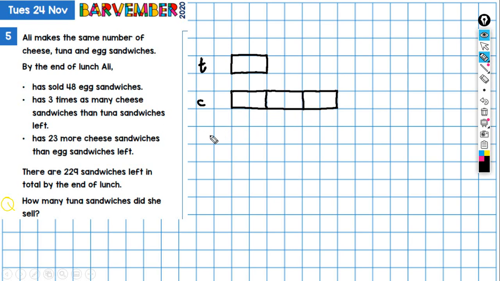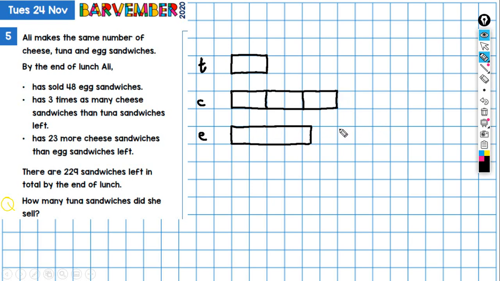And then I need to think about the egg sandwiches. What do I know? I know that Ali has sold 48 egg sandwiches. I also know that she has 23 more cheese sandwiches than egg sandwiches left. So I know that the egg sandwich block is going to be smaller than the cheese sandwich block. I don't know by how much in relation to the size of these blocks, so I'm just going to draw something that I think might represent that. I know that the size of this is a complete guess.